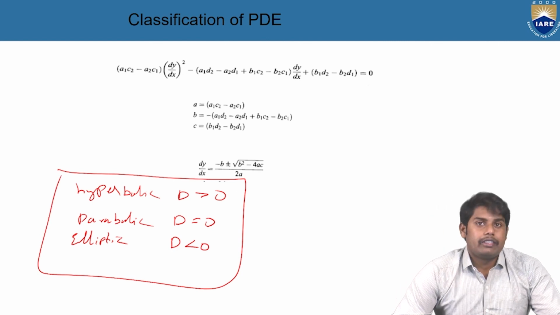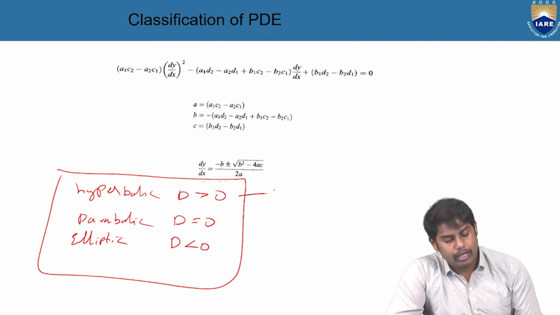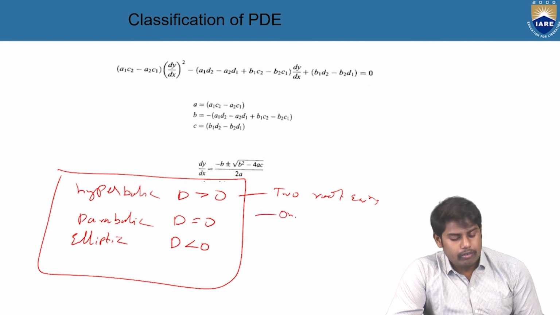So you have these three things. Here, where the discriminant is greater than 0, you will have two roots, so you'll get two equations, let's say. Here there is one real root, so you have one equation, let's say. And here it is imaginary.